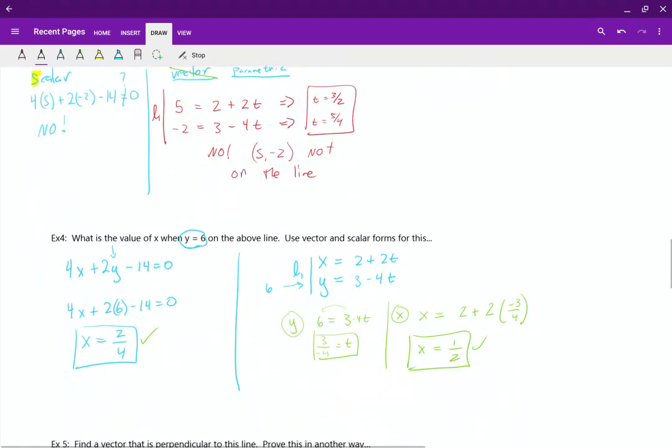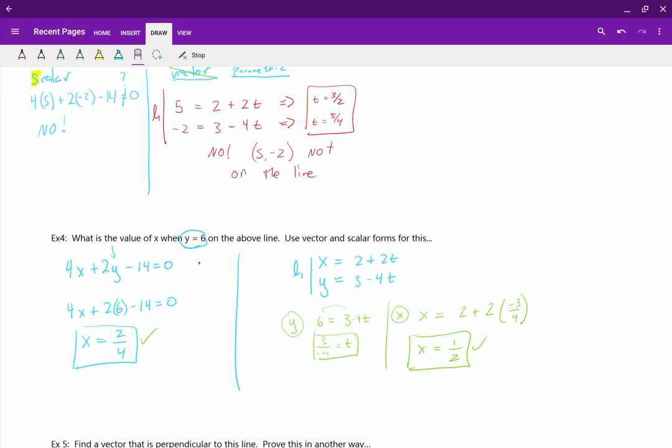Next example. What is the value of x when y equals 6? This one's pretty simple. Basically, if I use the scalar equation here, I take y and I replace it with a 6 and I solve for x. There you go, 2 over 4. If I use the vector equation, I'm actually going to use the parametric again. Then what you do is you take this, you write it down, but you let y equal 6. So I'm going to solve for t, and I get 3 over negative 4. Now I'm going to take that t and put it into the x equation, and then I can solve for x, and I get a half.